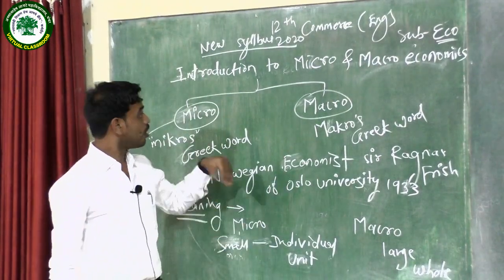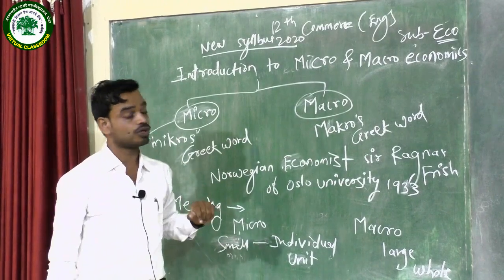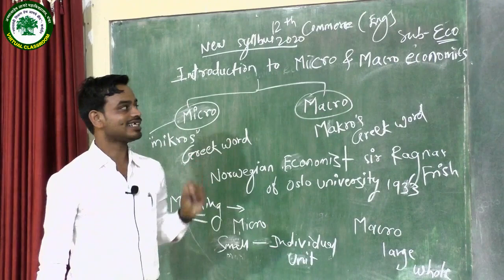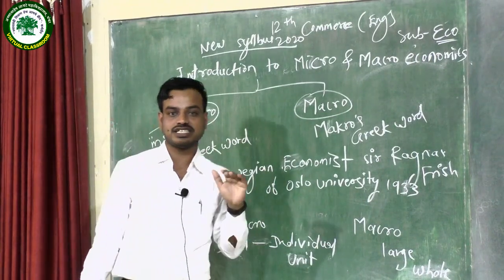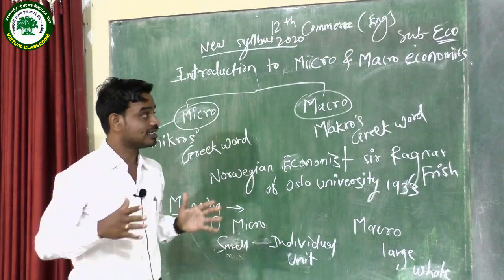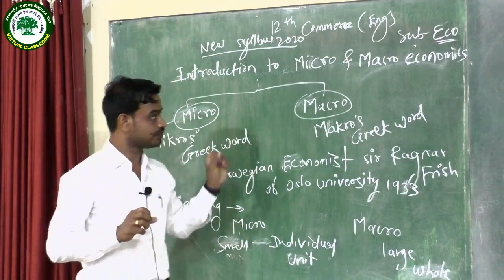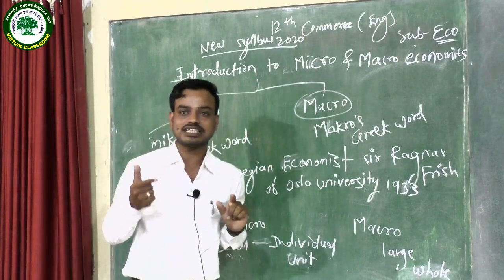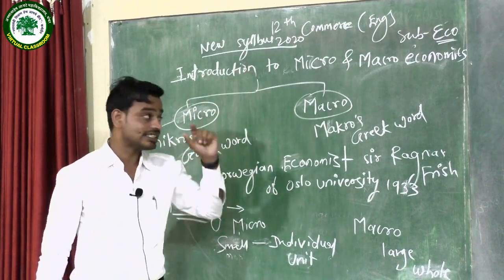So before the introduction to micro and macroeconomics, we should know what economics means. Economics means Arthashastra. Artha means wealth and Shastra means science. So in our mind one question is created: what is meant by economics? Economics means the science of wealth. So when we study specific contents related to property, related to wealth, that is economics.